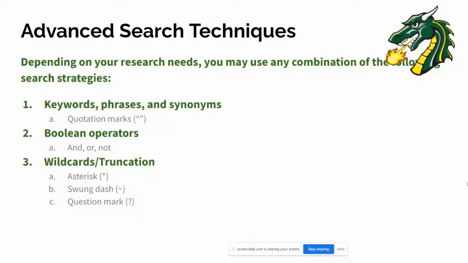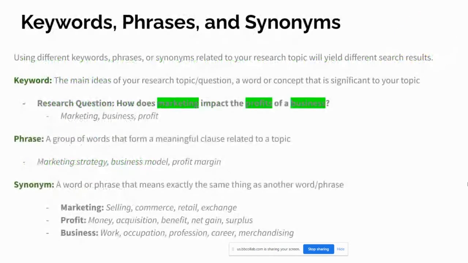Next, we have Boolean operators, which are and, or, and not. Those are on the advanced search function in Dragon Quest, and so you'll get to see those as well. Next, we have wildcards and truncation, which consist of asterisks, swung dashes, and question marks, and they all fulfill a different role, and I'm going to outline that as well. So the first thing is keywords, phrases, and synonyms, and these are going to be the most commonly used ones you're probably going to use.